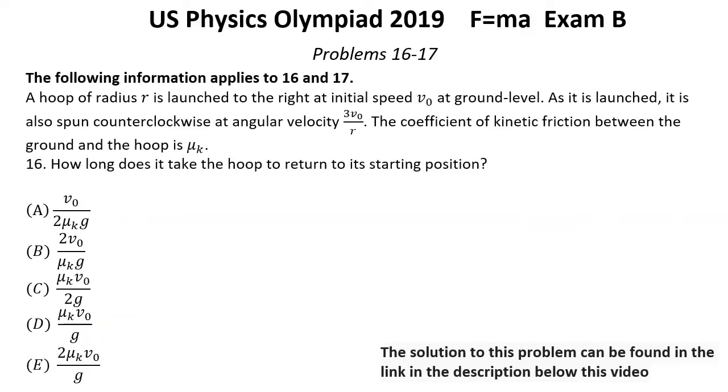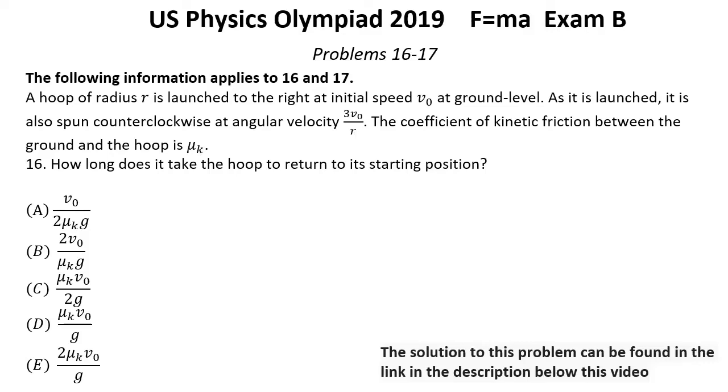Problems 16 and 17. The following information applies to problems 16 and 17. A hoop of radius small r is launched to the right at initial speed v0 at ground level. As it is launched, it is also spun counterclockwise at angular velocity 3v0 over r. The coefficient of kinetic friction between the ground and the hoop is mu k. Problem number 16. How long does it take the hoop to return to its starting position?